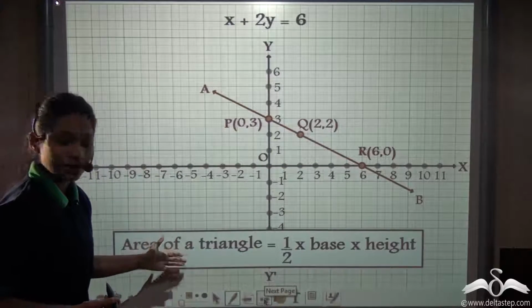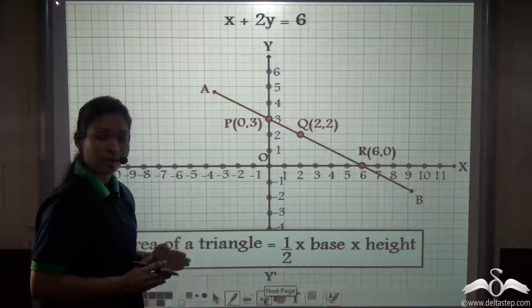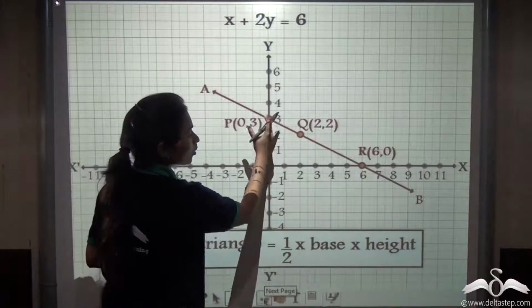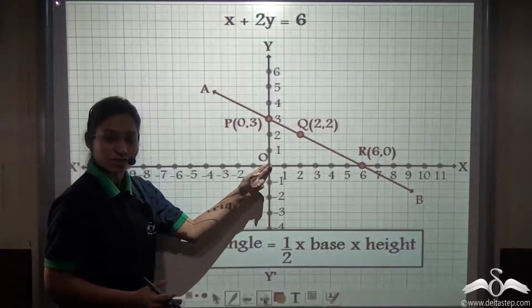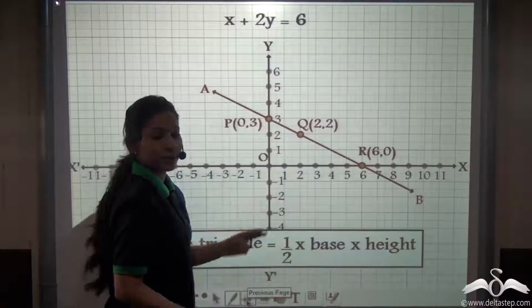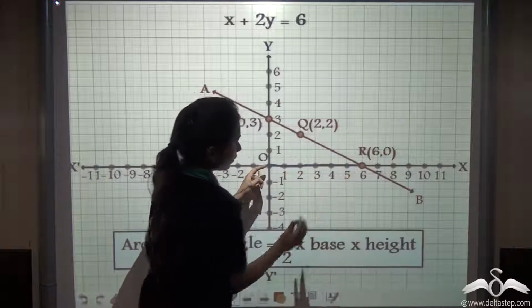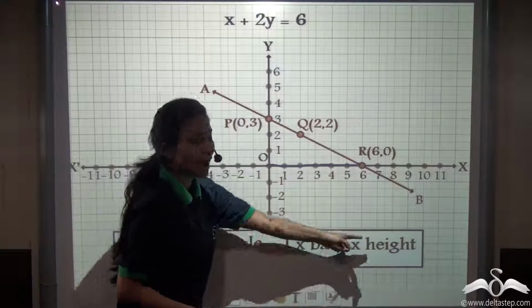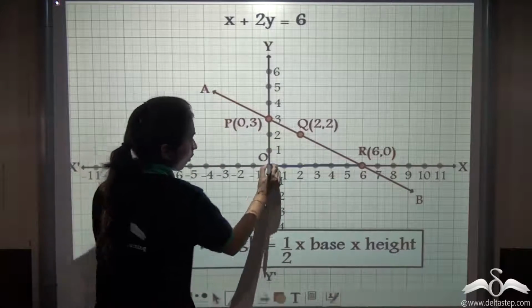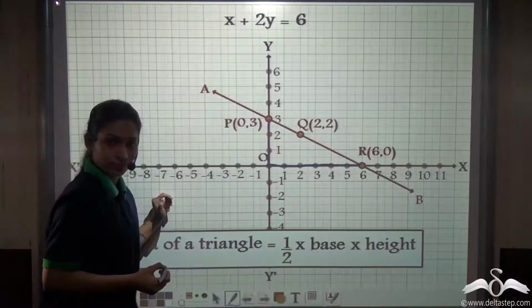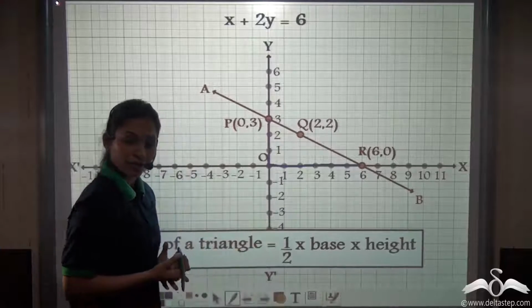Area of a triangle is half into base into height. This is the general formula for area of a triangle. Now you can use this formula to find out the area of this triangle formed by P, R and O. That is the origin. What is the base of this triangle? Can you tell me? Well, base is this, OR. OR is the base. And what is the height of this triangle? Well, I can say OP is the height of this triangle. So, if we calculate OR and OP, it will help us to find out the area of the triangle.